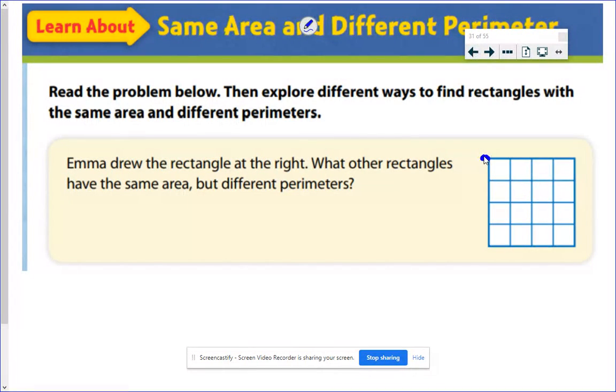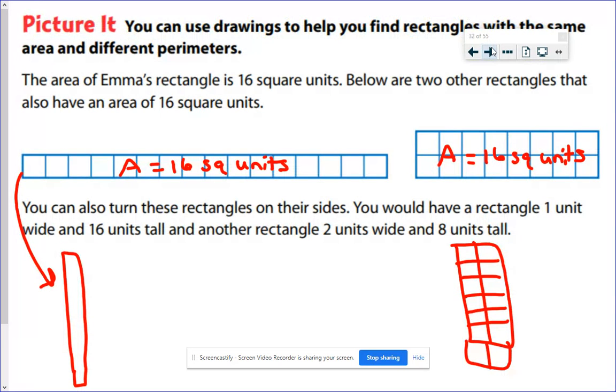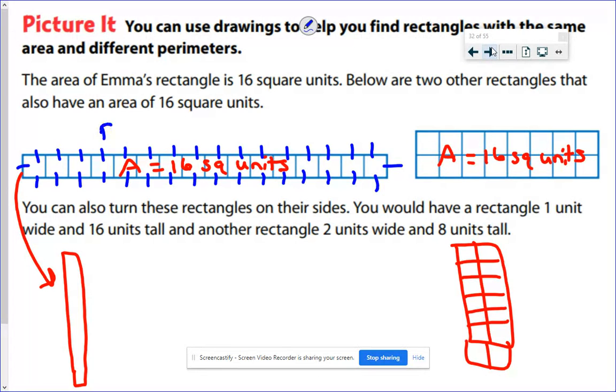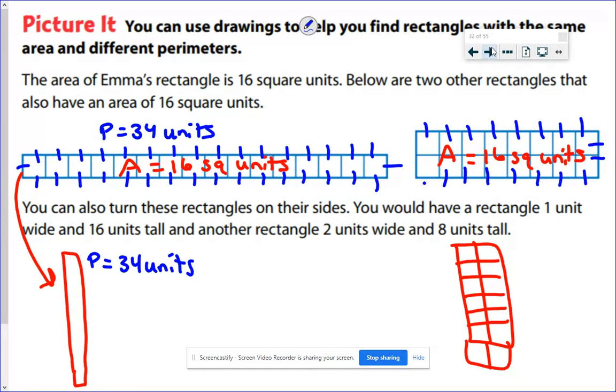For instance, we would count the distance around this shape. 1, 2, 3, 4, 5, 6, 7, 8, 9, 10, 11, 12, 13, 14, 15, 16. So the perimeter of this one is 16 units. The distance around this shape, 1, 2, 3, up to 34. The perimeter around that is 34 units. And it would be the same for this one that got turned on its side, stood up. Then the perimeter for this shape, 1, 2, 3, up to 20.